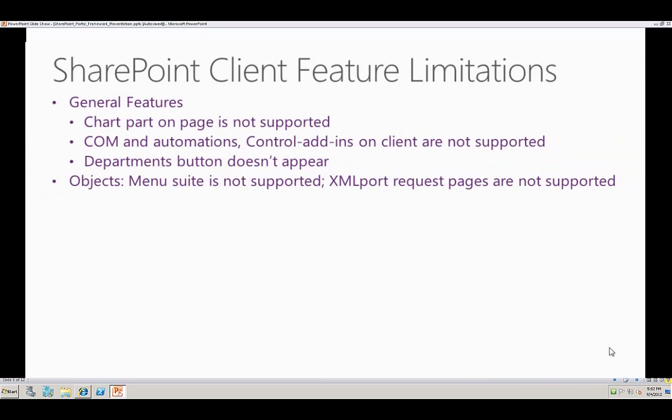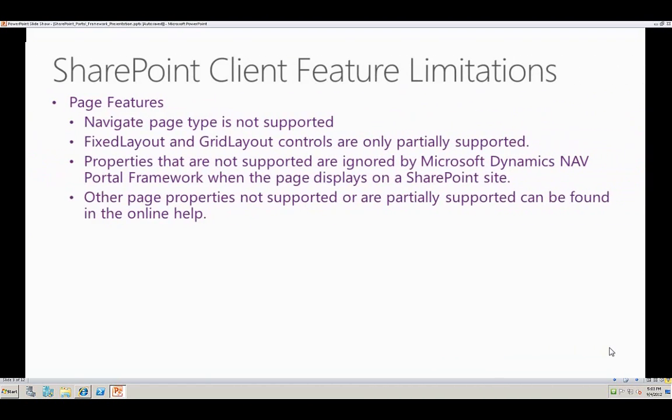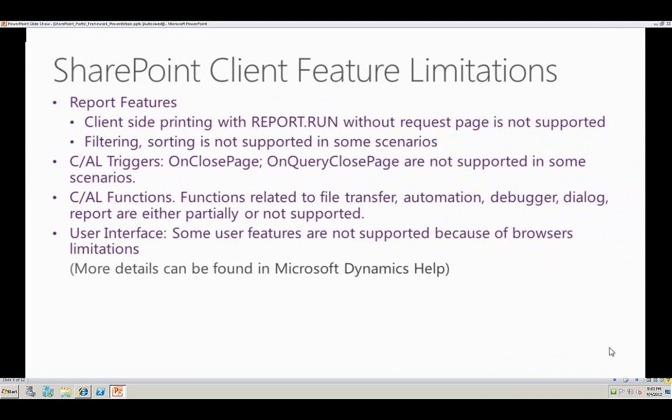The next thing is SharePoint client feature limitations. There are a few client feature limitations which are listed here. Most are because of browser limitations or such. General features include the chart part on page is not supported, some common automations or control add-ins on the client are not supported, the departments button doesn't appear, and so on. More of these details can actually be found in the Microsoft Dynamics help file. I've even listed that in the next slide for resources where you can look.